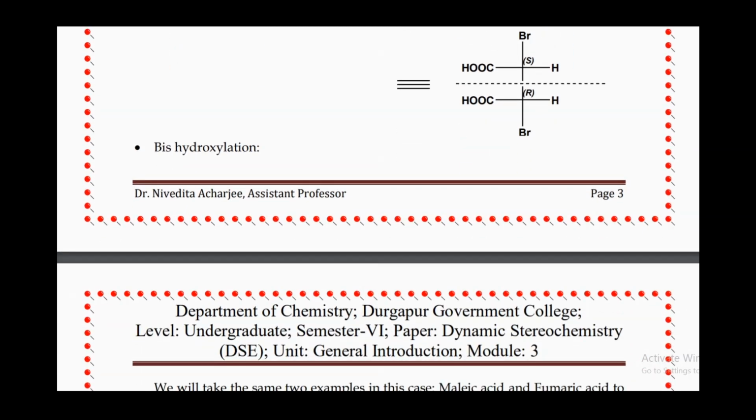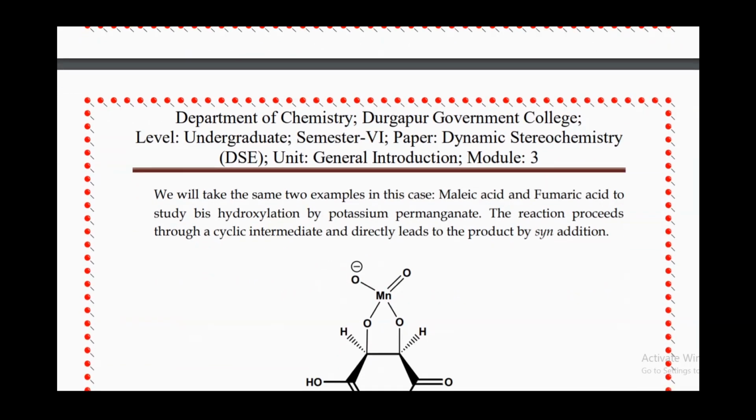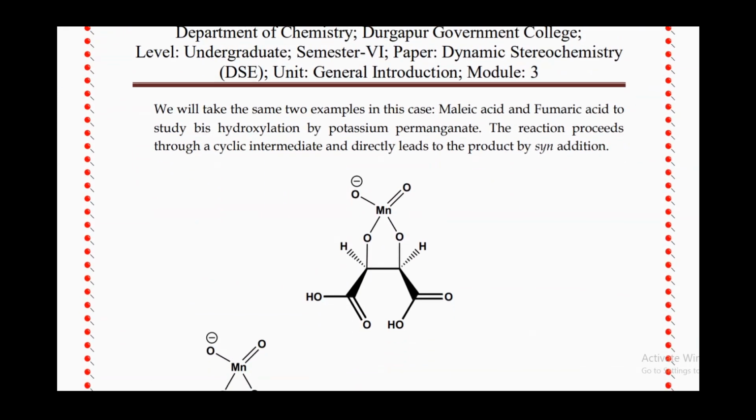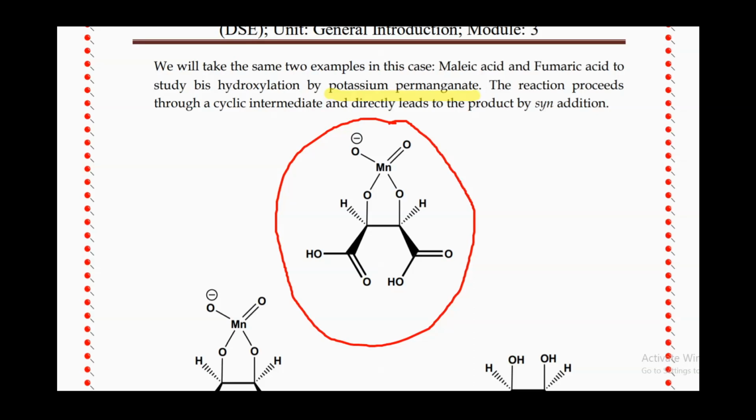Now we will be going into the next topic, which is the bis hydroxylation by the help of potassium permanganate. You all know that potassium permanganate forms a cyclic intermediate leading to the syn addition. In case of bromine addition, it was the anti-addition, and the syn addition takes place in case of this potassium permanganate, as you can see here.